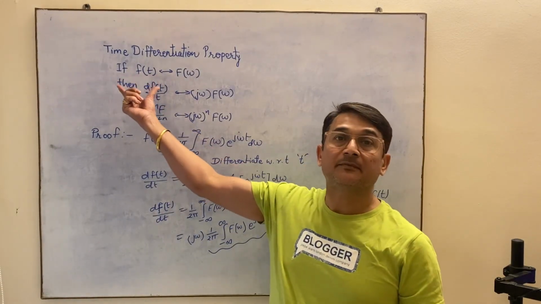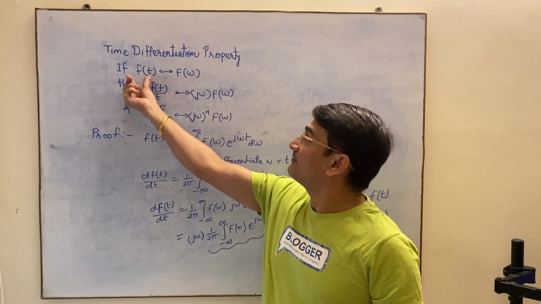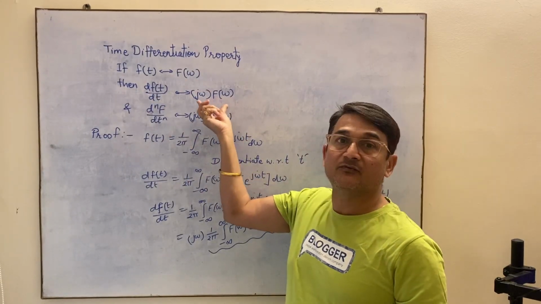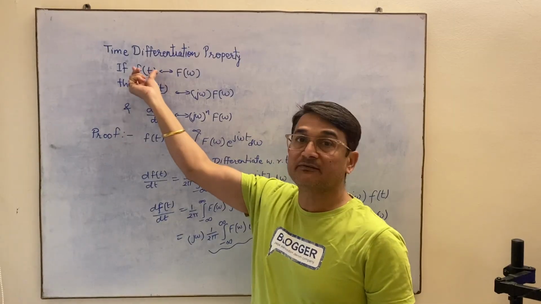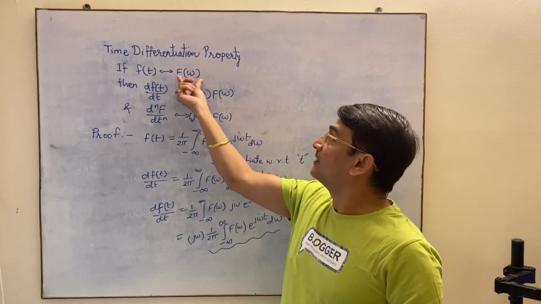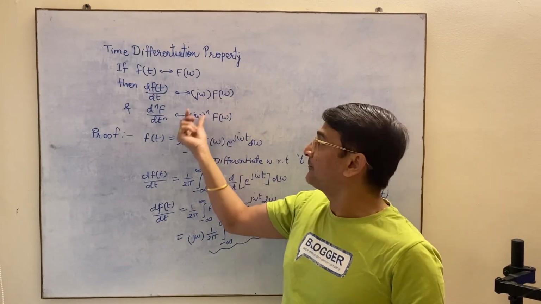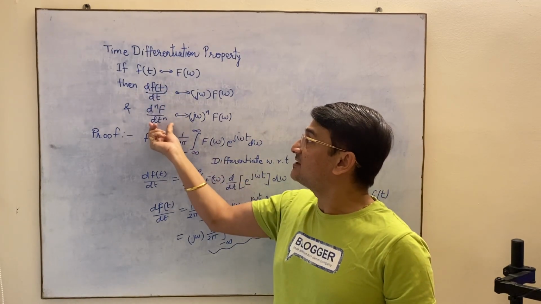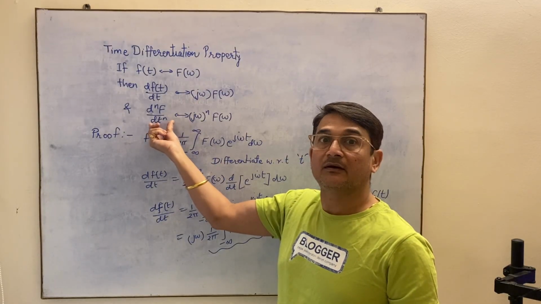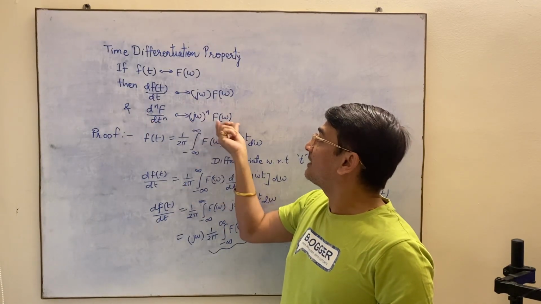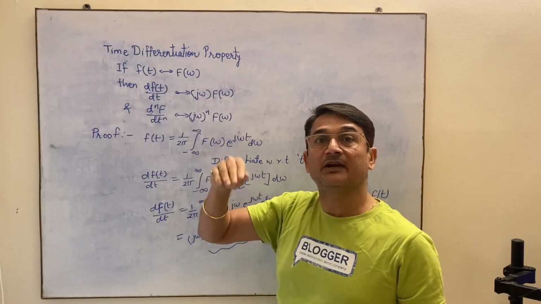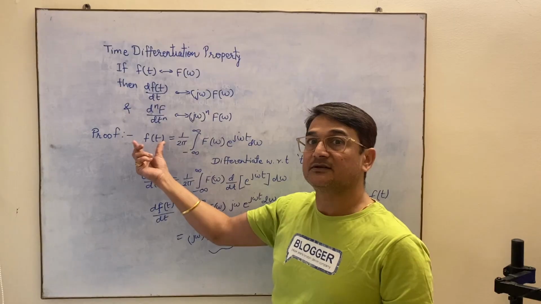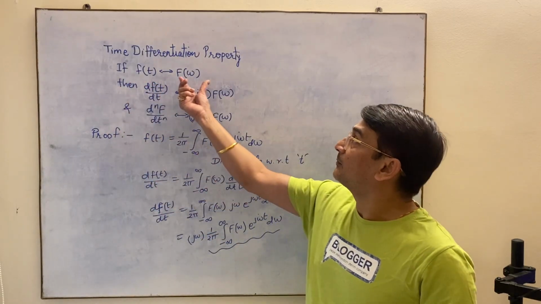The statement of the time differentiation property says that if f(t) has a Fourier transform F(omega), then df/dt has a Fourier transform j omega F(omega). That means if you differentiate the function f(t) with respect to time, its Fourier transform will be multiplied by the term j omega. And d^n f/dt^n, that means if you differentiate n times, gives (j omega)^n F(omega). That means this j omega term gets multiplied as many times as you differentiate. Let us see the proof of this property.